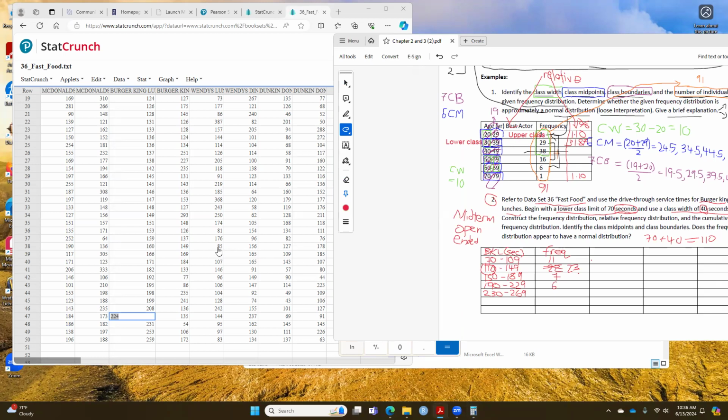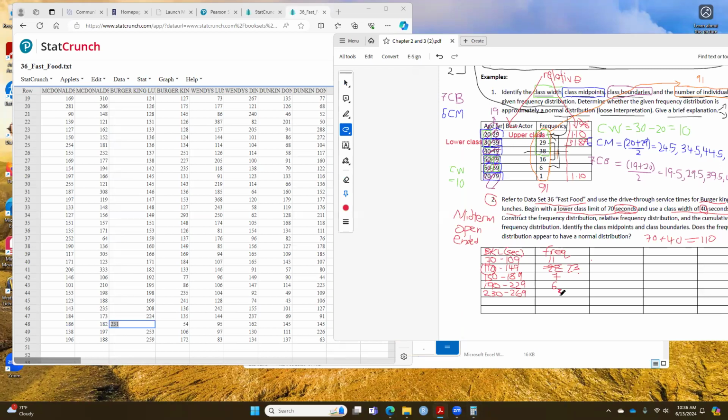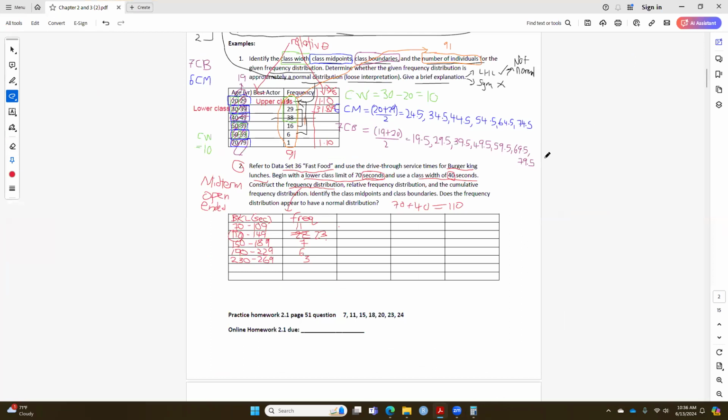Okay. And the last one is 230 to 269. Now this one you can count because you only have 3. So we'll do 3 in this case. So this is what we call a frequency distribution. Anyone have any questions here? Again, this is coming up in your test.